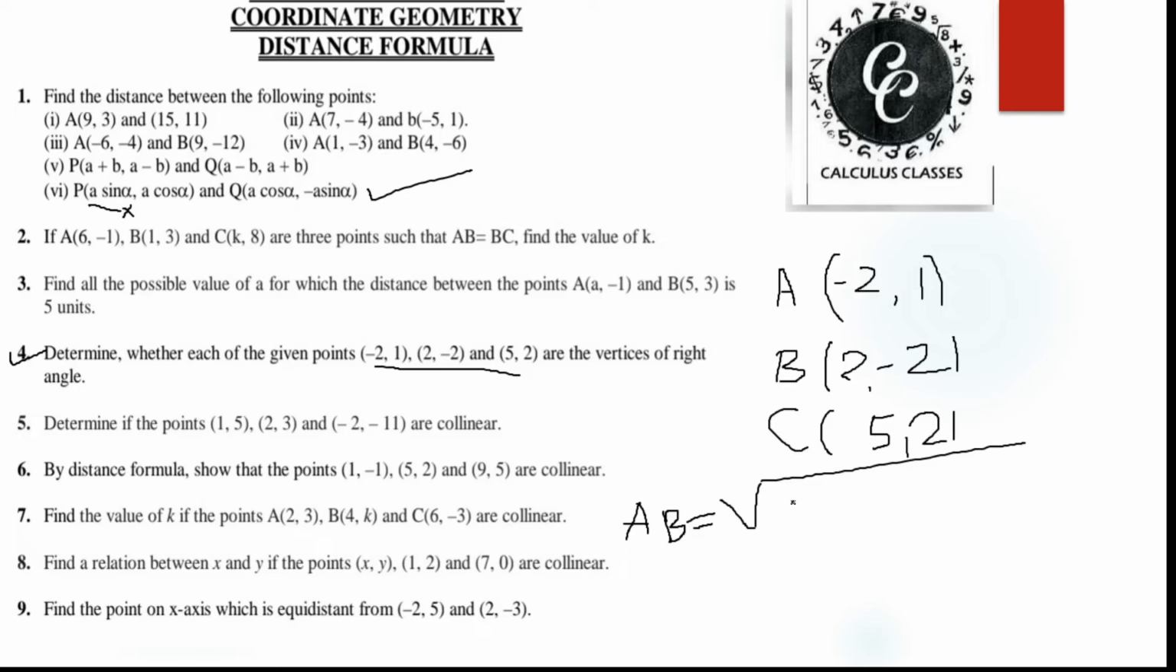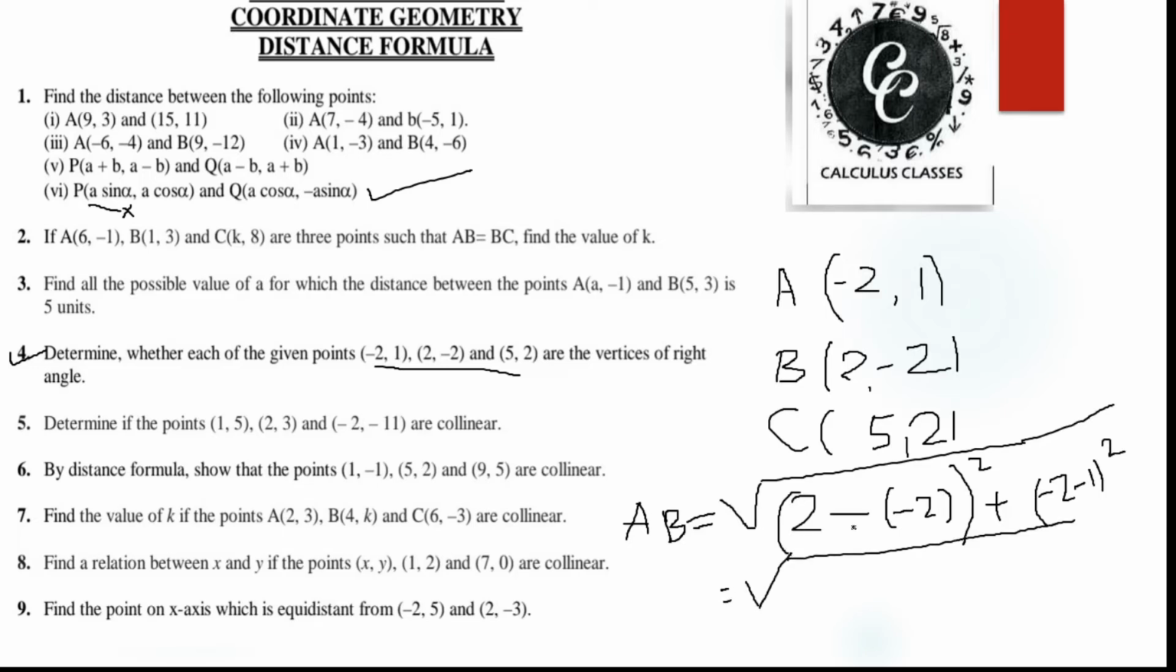So we write 2 minus minus 2 whole square, and similarly here, minus 2 minus 1 whole square. Hope you understood. I applied the distance formula between A and B. After that, what will come? Here, minus 2, this minus and this minus, the negative sign will become positive. 2 plus 2, what will come? 4. Okay, 4 square.